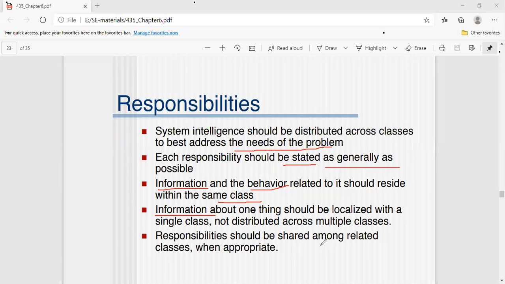Next, responsibility should be shared among related classes when appropriate. Okay, don't share the information. If you want to share the responsibilities, they should be shared among the classes, which means one class may find one operation, some other class may find another operation, and some other class may calculate or compute some other operation. Like that, you may divide the operations but not the attributes, isn't it? You may divide the operations or responsibilities between multiple classes.